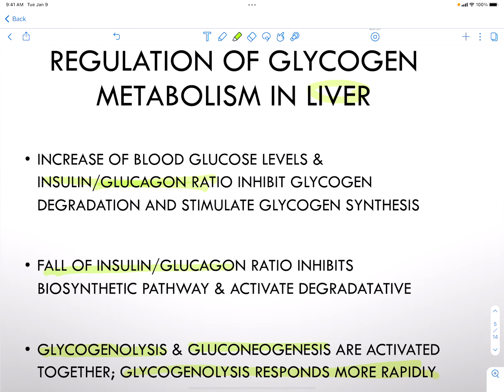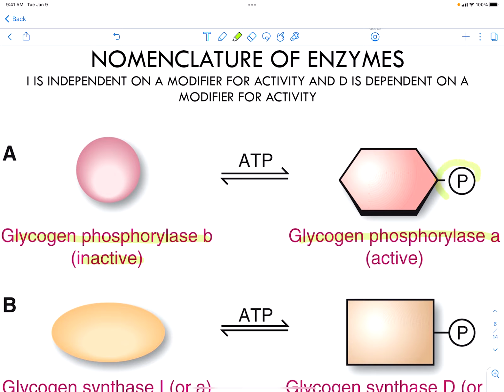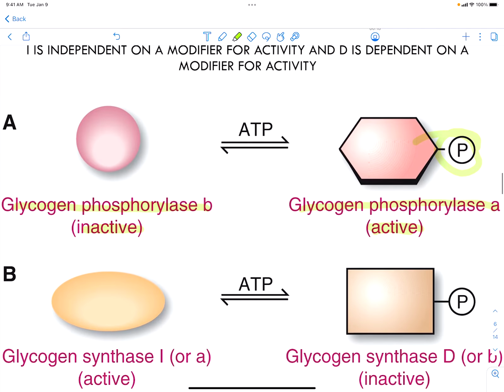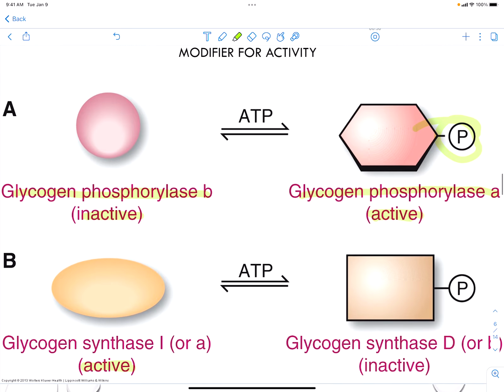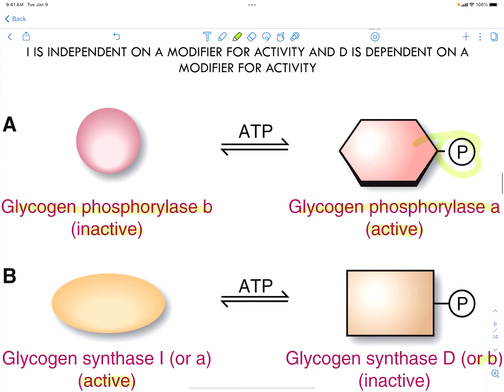So let's talk a little bit more about the regulation. So we're going to have your glycogen phosphorylase B, which is inactive, and glycogen phosphorylase A, which has a phosphate, is going to be activated. Now on the other side, we're going to have your glycogen synthase independent, or A, which is active. You don't need to be modified. And then glycogen synthase D, or dependent, or B, a little b here, is inactive, and this is phosphorylated.